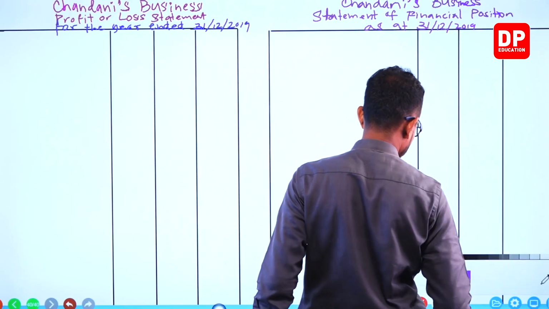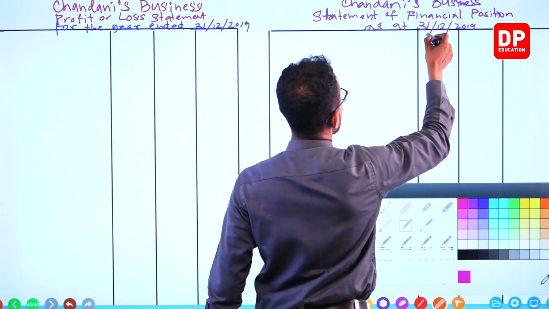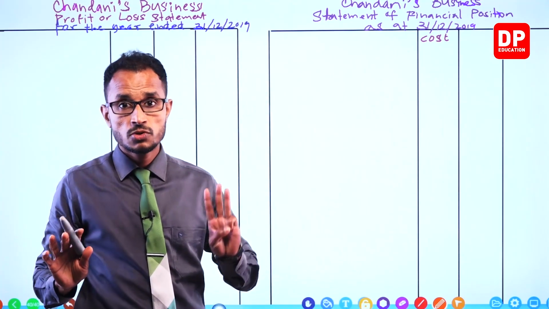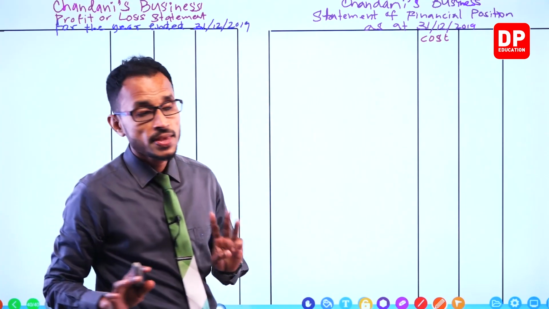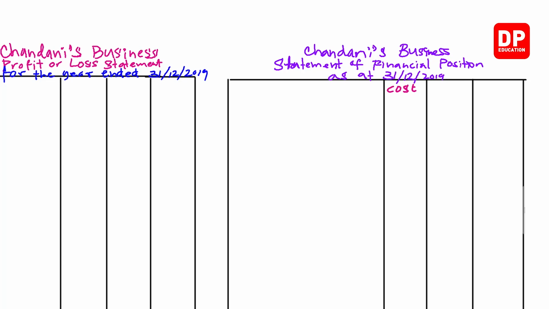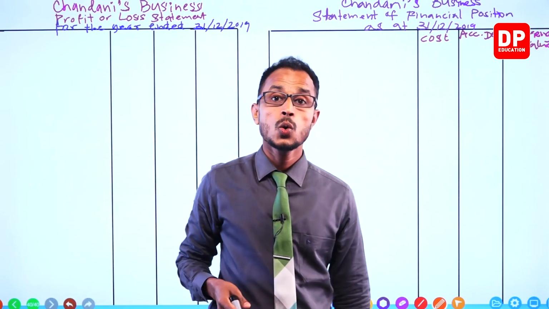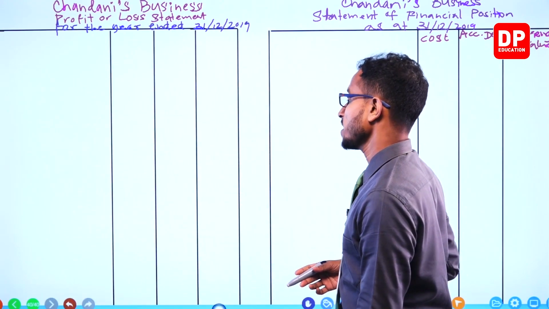Name the columns too. Because in the SOFP, the three amount columns have names. You have to name them. First is the cost column. Second is the accumulated depreciation column. Third column is carrying value, or you can even call it the net book value column. Done. But not done yet.